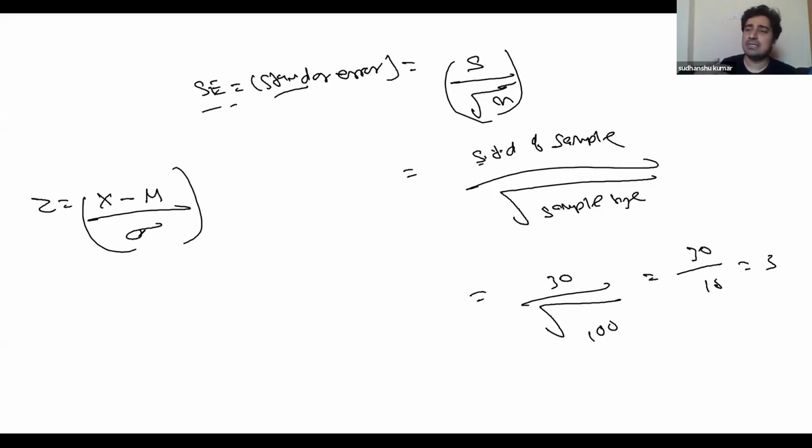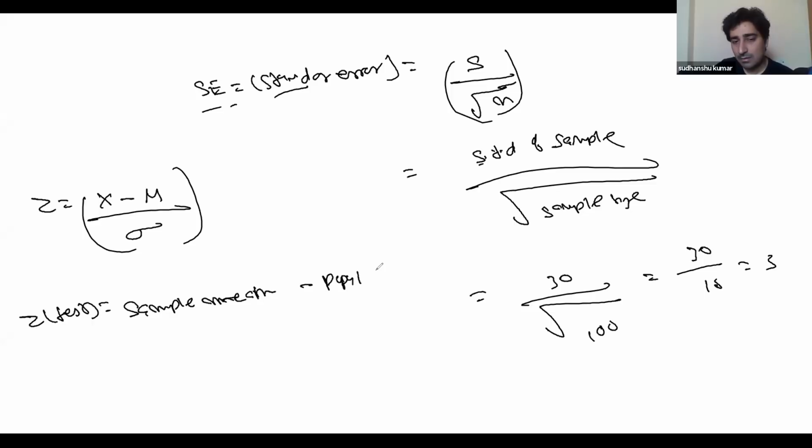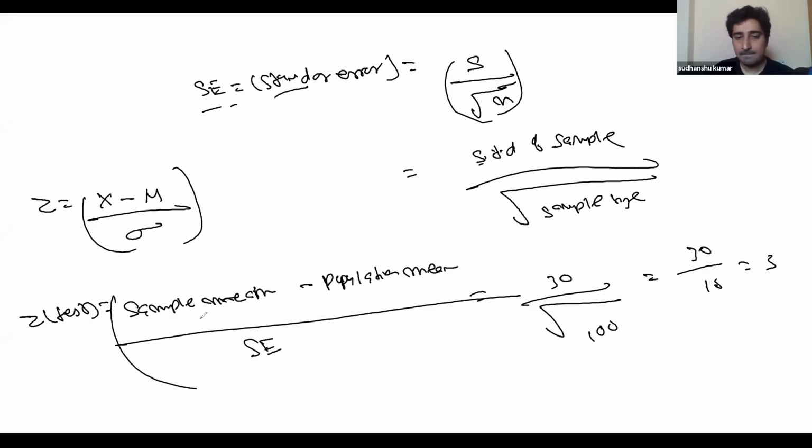Now in terms of testing, whenever you're doing hypothesis testing, you will find almost similar things. The Z test says you can find Z of the data: sample mean minus population mean, divided by standard error.